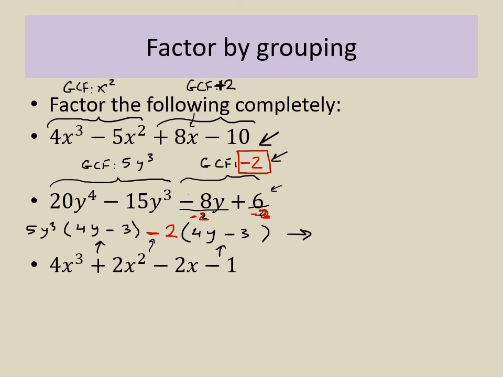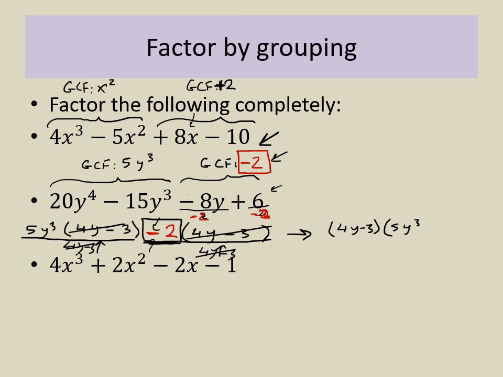Okay, hopefully everybody was able to finish this one. We are going to factor out the 4y minus 3. Open the parentheses. Here's my first term. If I divide it by 4y minus 3, cancel, cancel, I get 5y cubed. The second term, if I divide it by 4y minus 3, cancel, cancel, I get a minus 2. This negative is here, and I get 2. And this is my final answer.